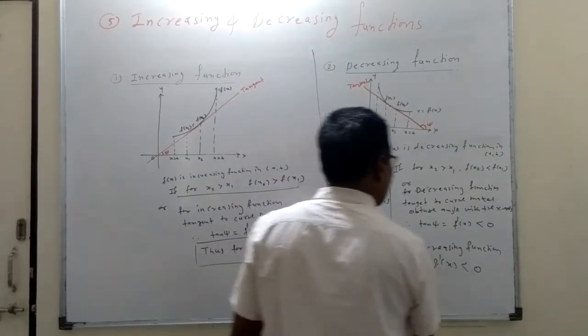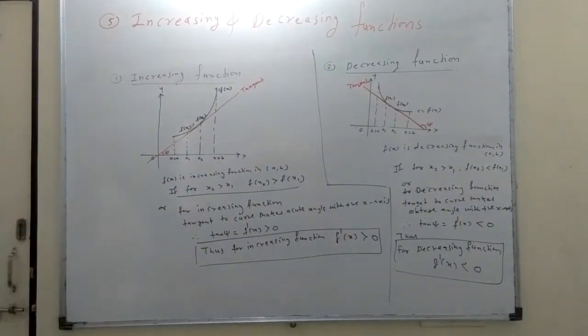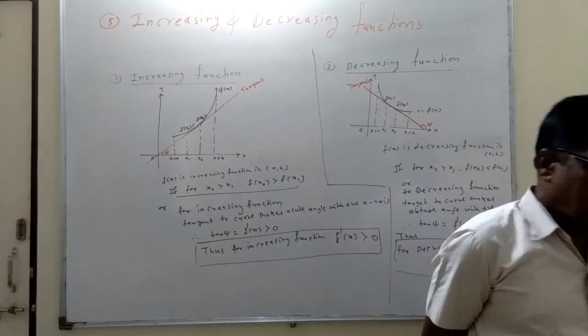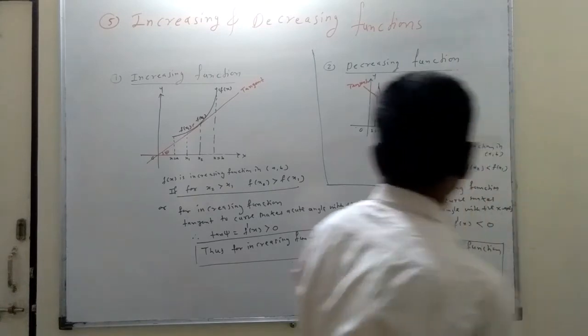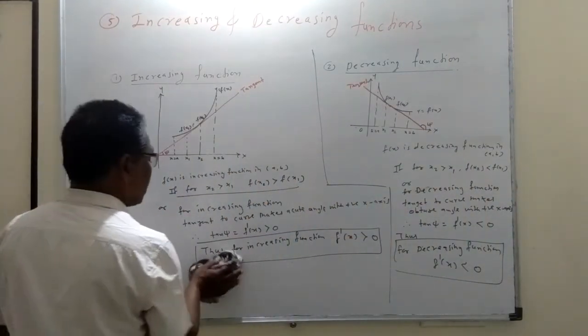So keep this in mind, and we'll solve examples. In short, keep in mind that for an increasing function f dash x is greater than 0, and for a decreasing function f dash x is less than 0. Now by using this concept, we'll solve some examples.